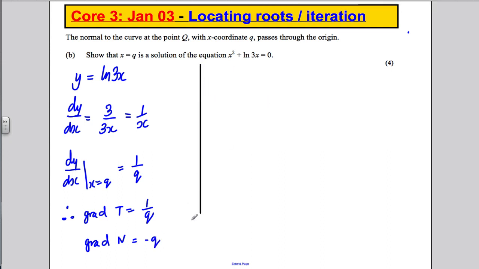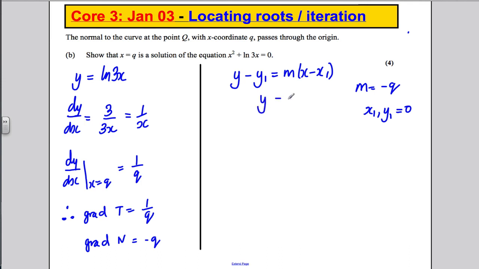I've put a line down the page here. You should work down the page, not across, but a line down here for easiness of working. Therefore, we're going to use the formula to work out the equation of the normal. y subtract y1 is m times x subtract x1, where y1 and x1 are a point on the line, and m is the gradient. Well, we know m is equal to negative q. We also know that a point on the line, it tells us the normal goes through the origin. So x1, y1, they're both equal to 0. So y is equal to negative q times x. And that is the equation of the normal.